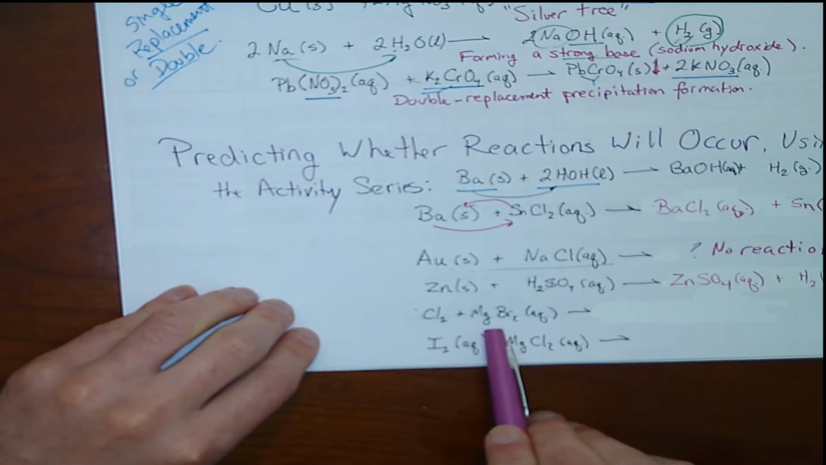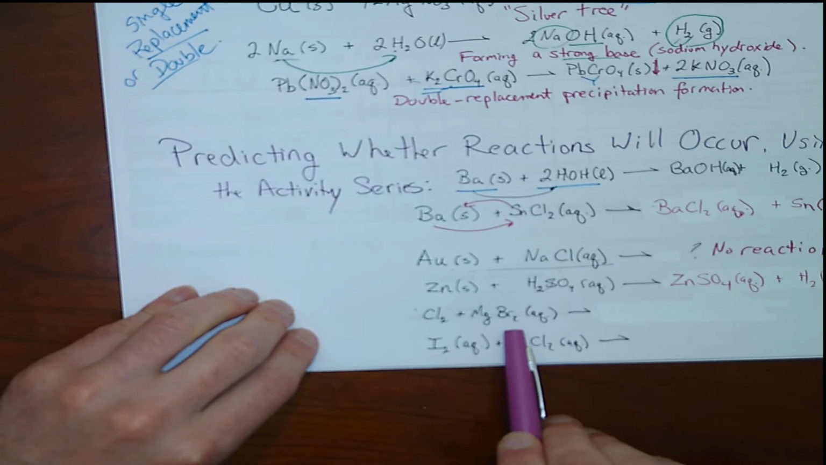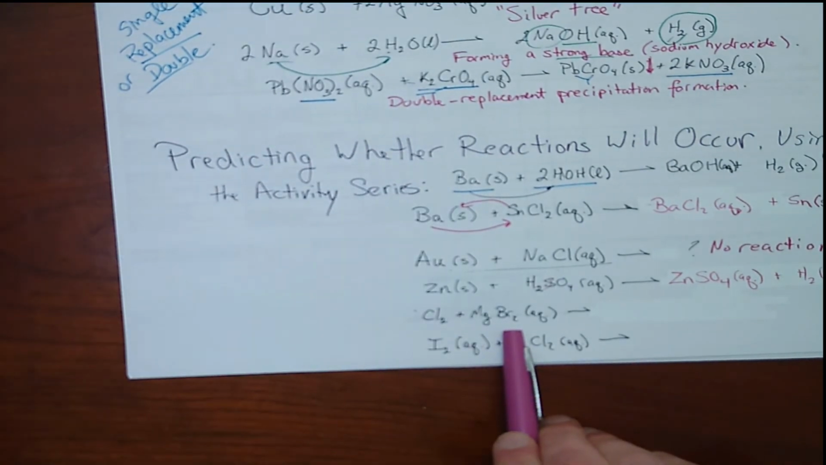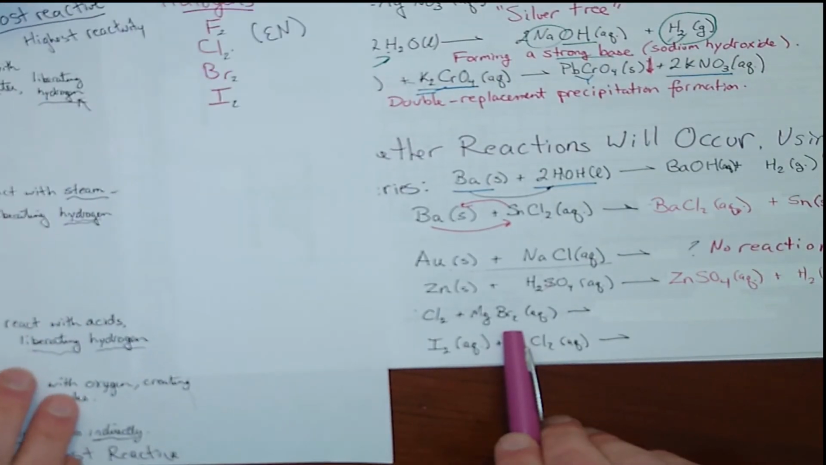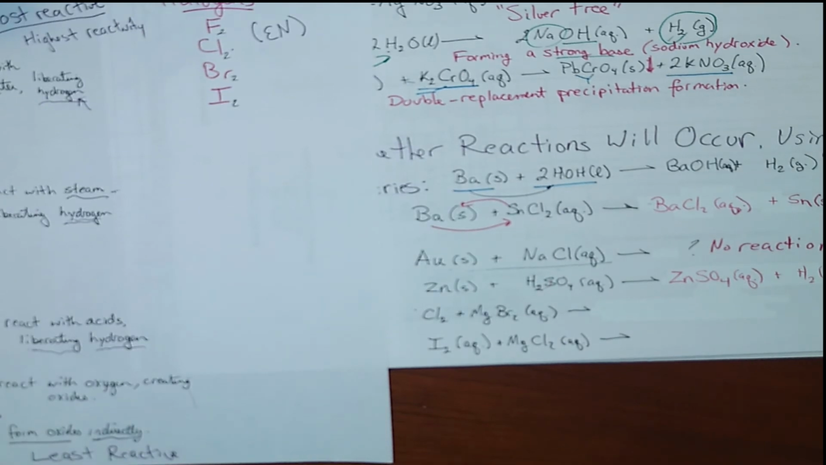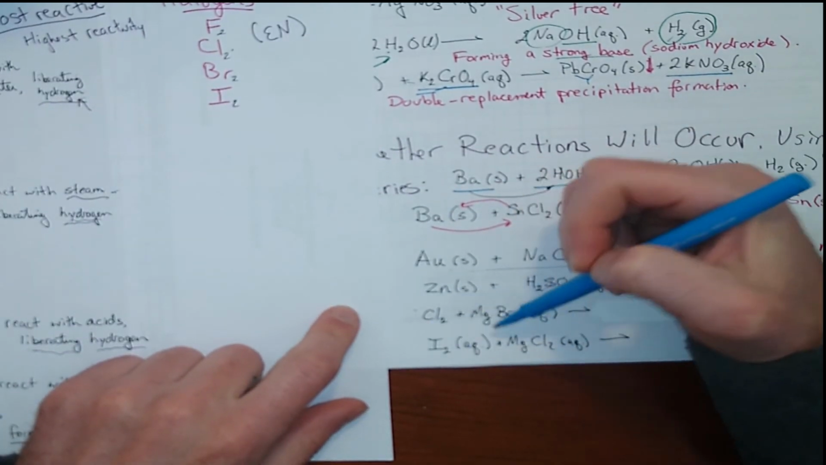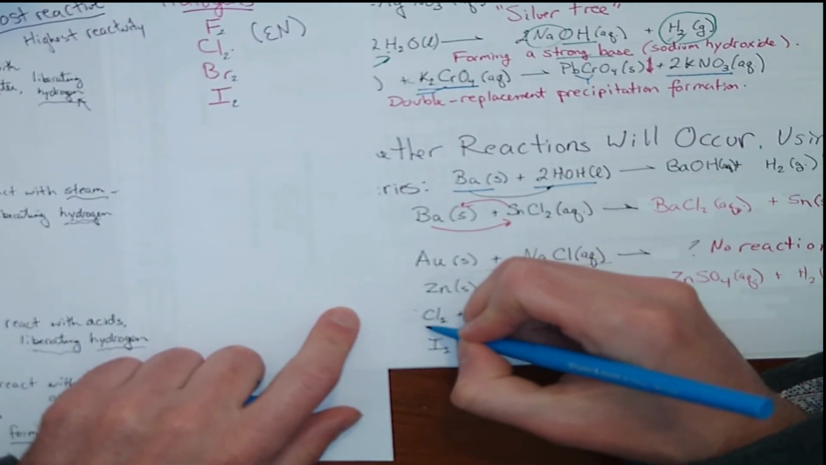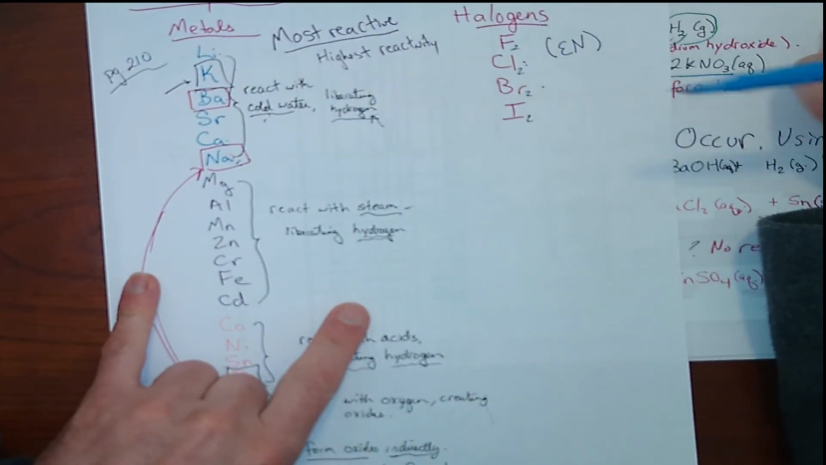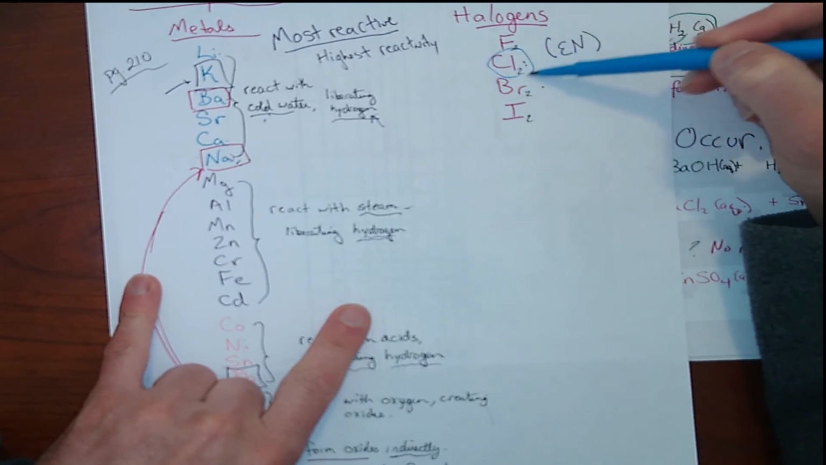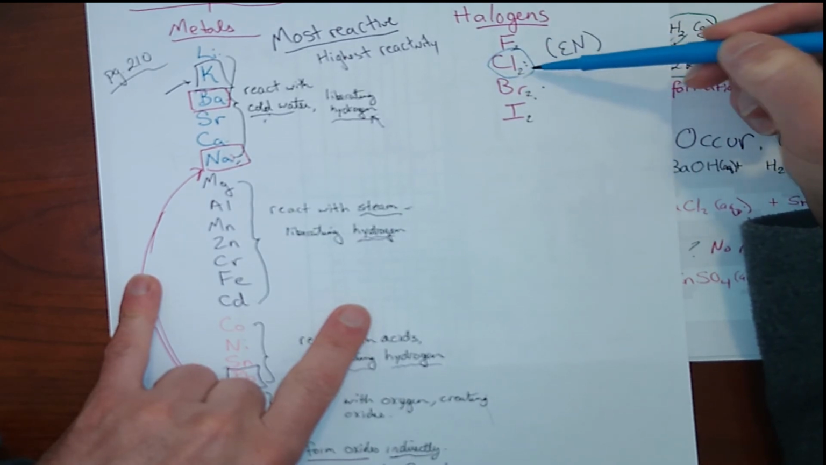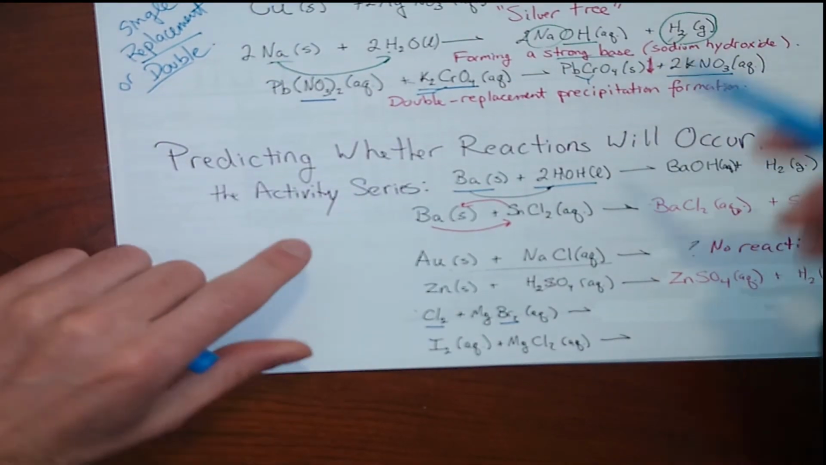Chlorine gas plus magnesium bromide. Will this reaction occur? Well, the difference here is we've been doing all metals up until now. Now we have a situation where we're comparing halogens. We have to compare chlorine and bromine. And chlorine is more active than bromine. So the chlorine will tend to replace bromine when it can.